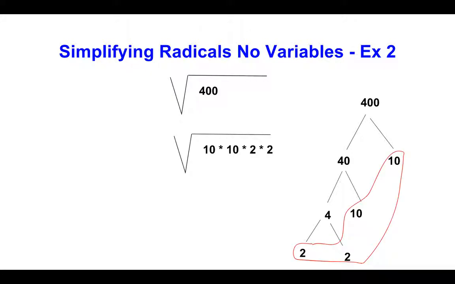So I've got this. Then I realize, oh, well, one of the 10s can escape from jail, one of the 2s can escape from jail, and so a 10 escapes and a 2 escapes, and I've got 10 times 2. Well, what's 10 times 2? That's 20. So I end up at the same place as the last slide.